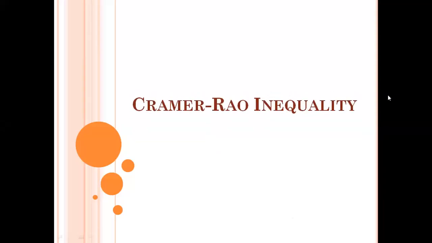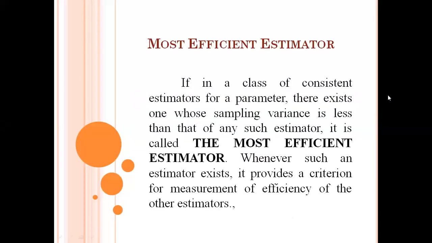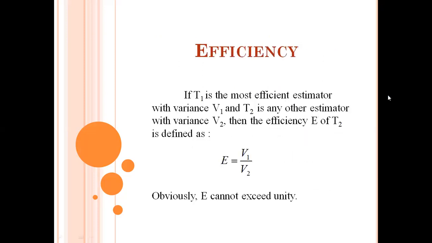Here we are going to see the Cramer-Rao inequality. Before going to the Cramer-Rao inequality, we are going to see some basic definitions. The first one is the most efficient estimator. If we consider a class of consistent estimators, then in that there is only one estimator which has a less sampling variance than the other estimators. That is called the most efficient estimator.